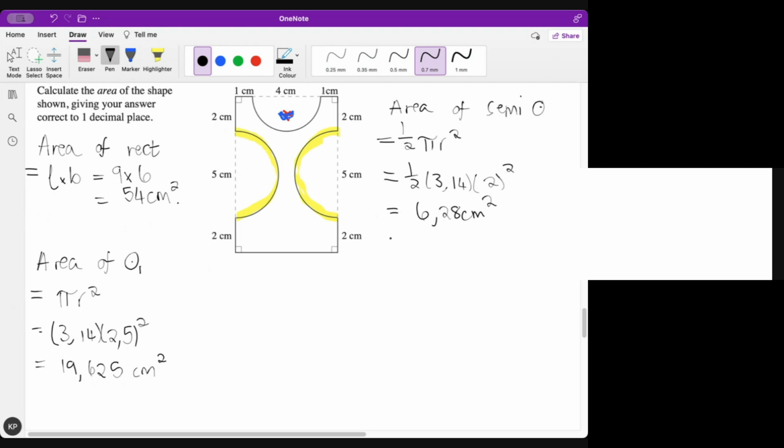Great. Now to find the area of the middle part, or the shape that we're actually looking for here, let me say, total area equals, let's see, it's the 54 minus the big circle, which is 19,625, minus the semicircle, which is 6,28. What is our area?